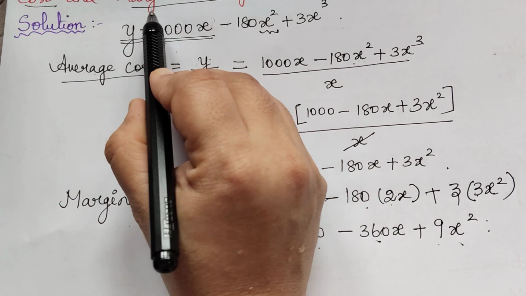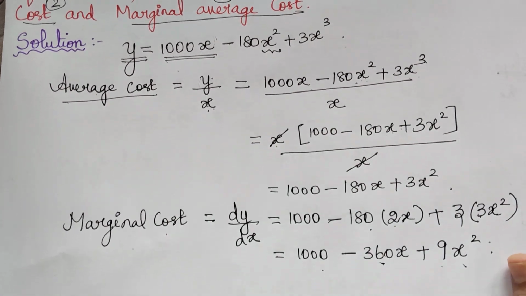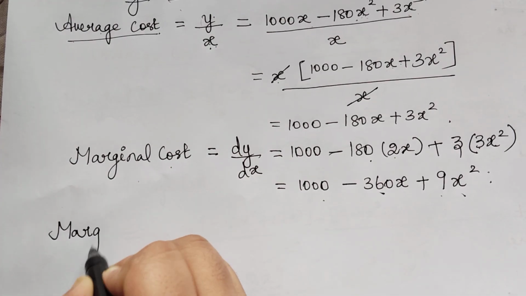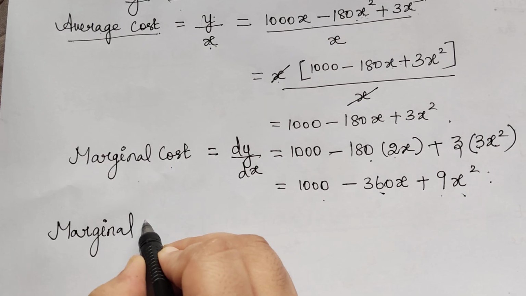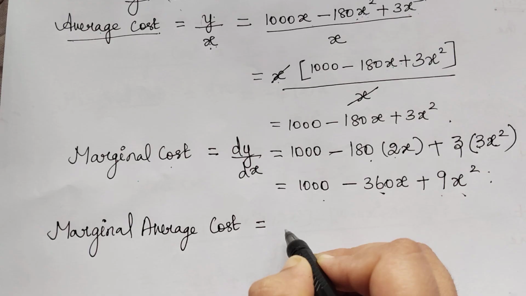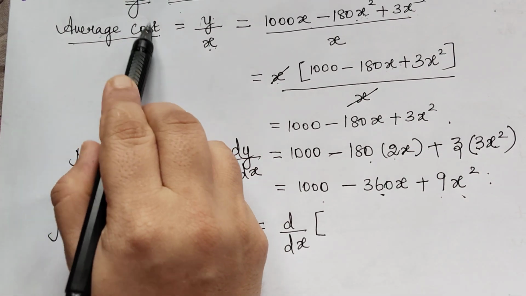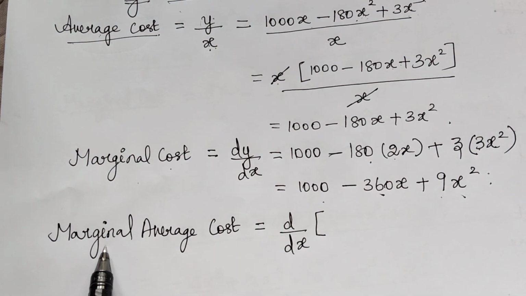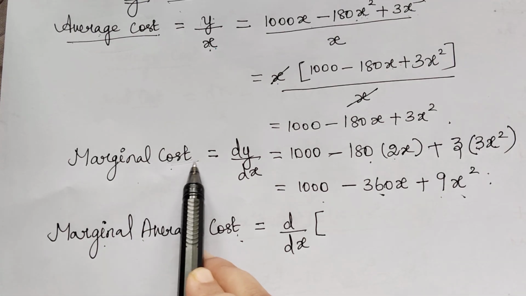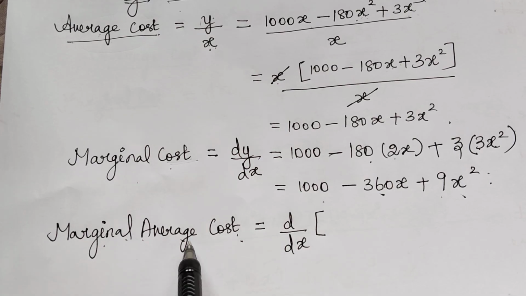The next is the marginal average cost, that is this one. We have to find the marginal average cost. So what is marginal average cost? It is the differentiation of the average cost with respect to x. So marginal average cost is the differentiation of, so d by dx of what? The average cost. So when you differentiate the average cost, you will be getting the marginal average cost. So always remember, when you differentiate the cost function, you get the marginal cost. When you differentiate the average cost, you get the marginal average cost.